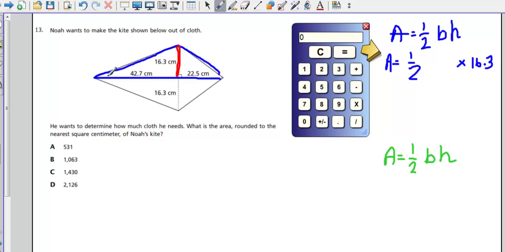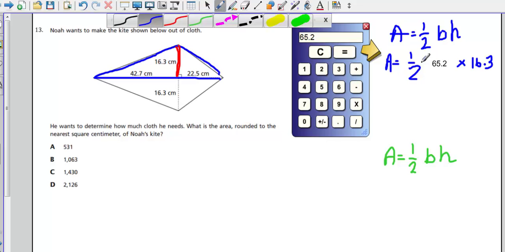Now to get the base, we would need to add this piece plus this piece. So we're going to do that now in the calculator, even though we could probably do that pretty easily in our heads. 42 7/10 plus 22 5/10. And we get 65 2/10.